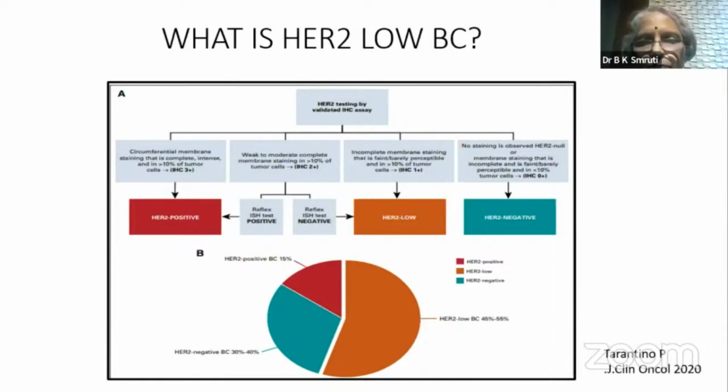This entity has now become very prominent, and this is from a publication in 2020, which shows what is meant by HER2 low. And as rightly pointed out by the medical oncologist, this has very good implications for the future treatment of these patients. So we are expanding the armamentarium for patients who are HER2 1+ and 2+ but FISH negative. Just go to the next slide, please.